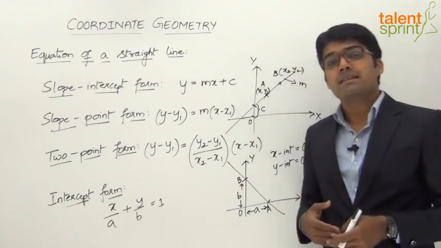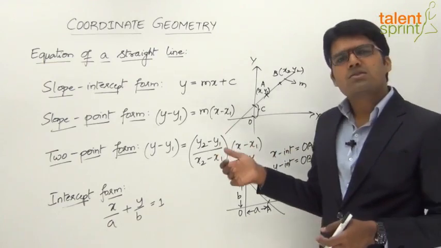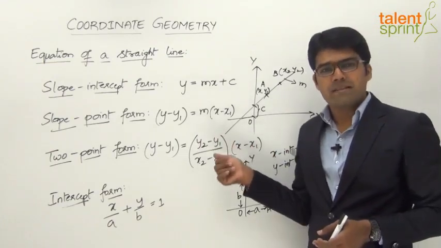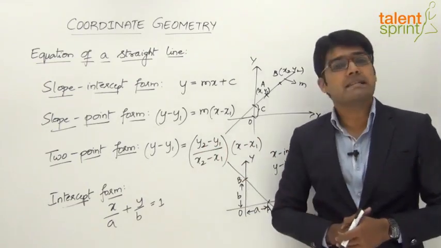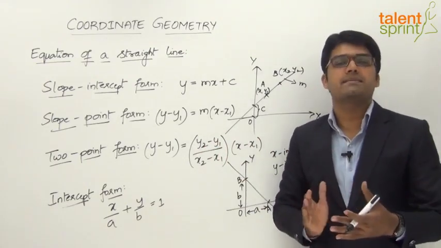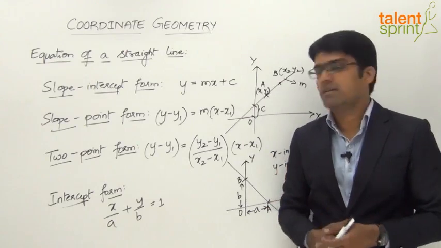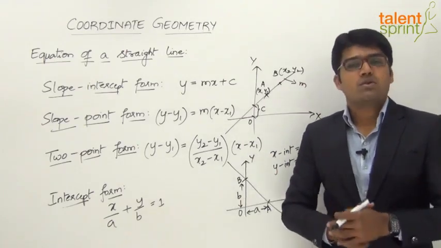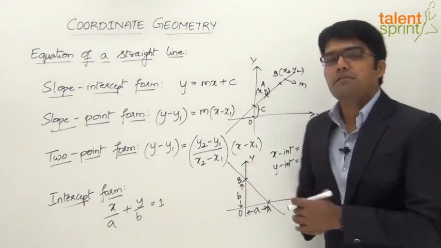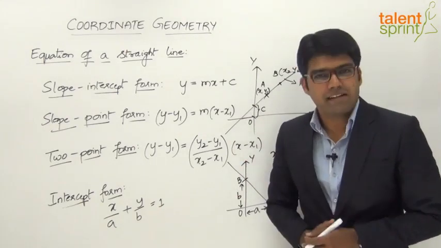The equation can be taken as y minus y1 equals y2 minus y1 by x2 minus x1, which is the slope, into x minus x1. And the last one here is intercept form, where both the intercepts are given, the x-intercept and the y-intercept. The equation can be taken as x by A plus y by B equals 1. So these are the different forms of equations of a straight line.